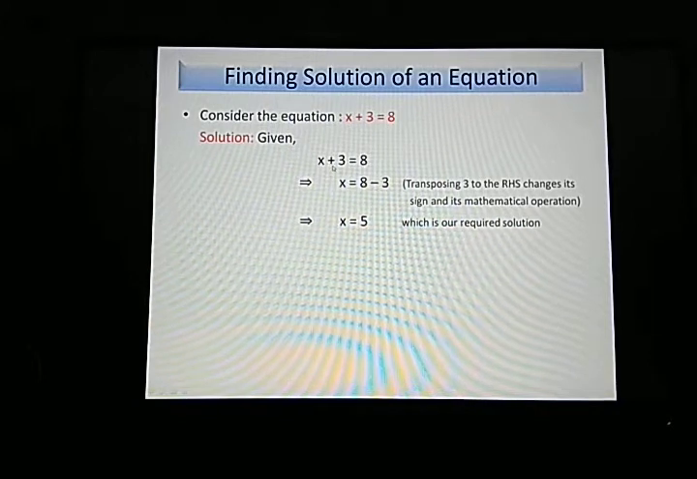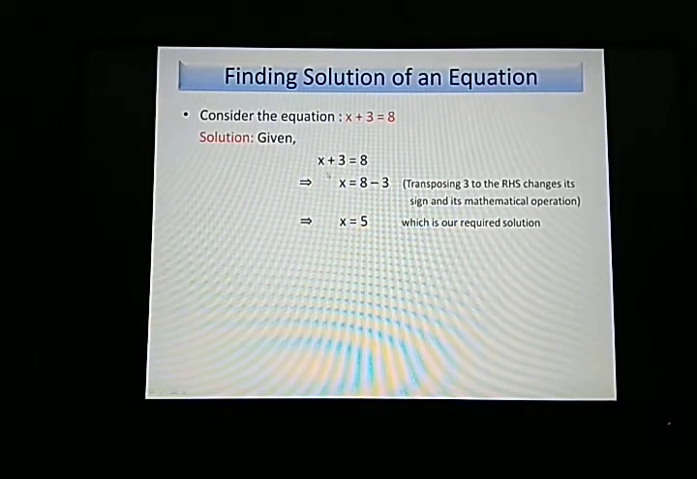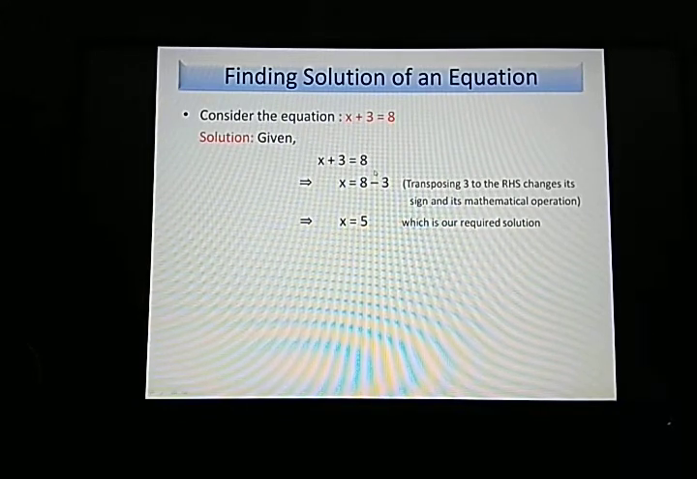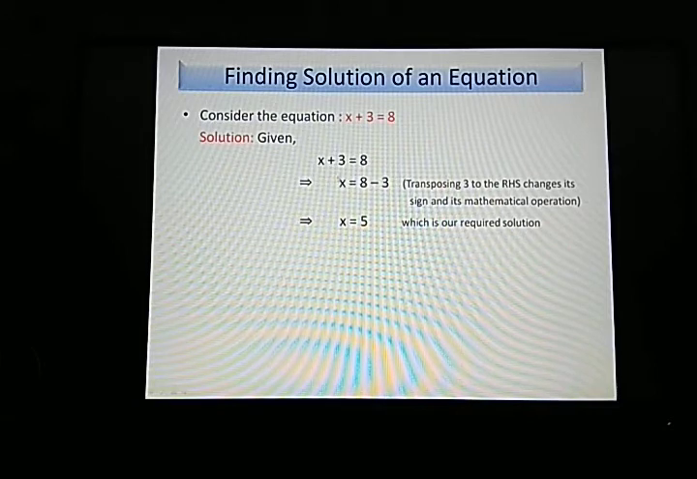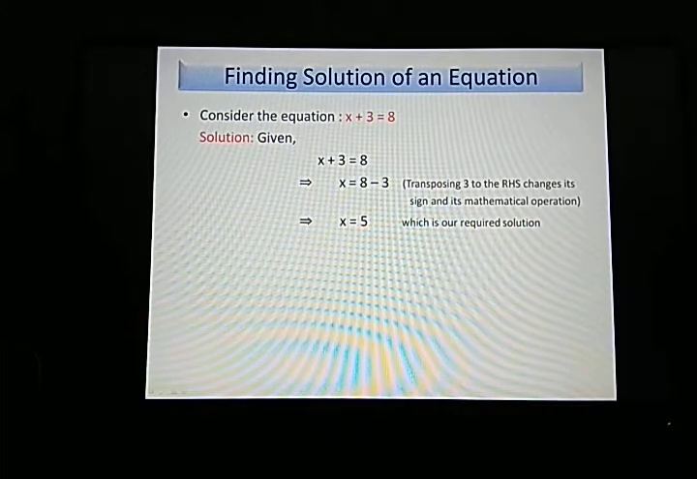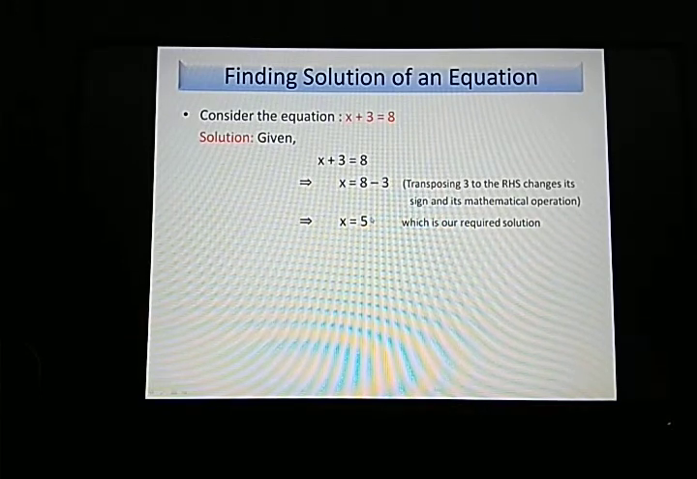Say here if you see, 3 was a positive number, as soon as we shifted it to the right it became negative, -3. You can see it's plus here, here it is minus. So the mathematical operation has also changed now. Before we had added it, now we have subtracted it. So 8 minus 3 will give you 5. So this 5 is our required solution.